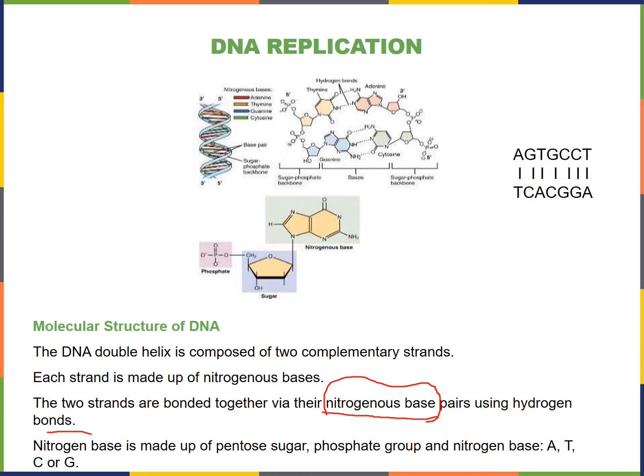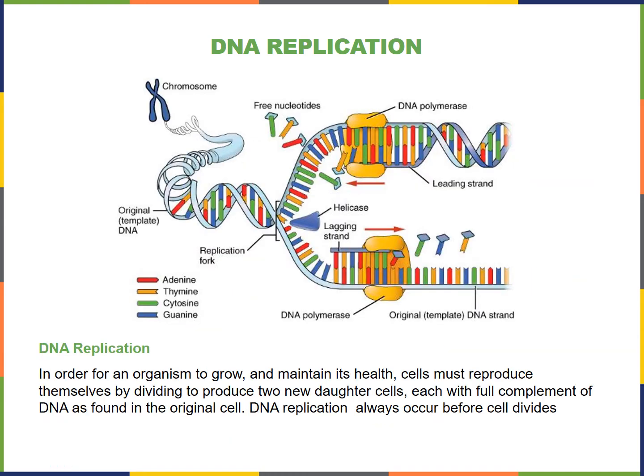The nucleotide is made up of a pentose sugar, pentose 5, right, a phosphate group, and a nitrogen base. And you have only 4 nitrogen bases, A, T, C, G, and we're going to speak about it: A always goes with the T on the other side and vice versa, and C always goes with the G on the other side and vice versa.